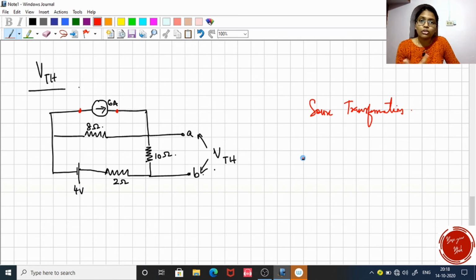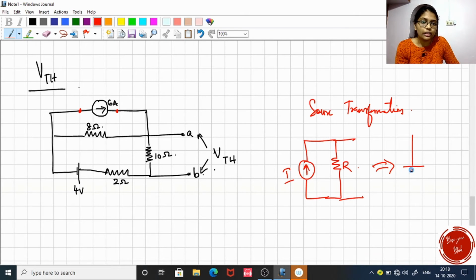That is, we can transform a current source to a voltage source, and vice versa. If you have a current source of I ampere in parallel with a resistor of R ohms, this current source can be transformed to a voltage source. Since the arrow is shown upwards, let us have the positive terminal like this, because current emerges only from the positive terminal, right? The resistor must be connected in series. So this is the transformation model.